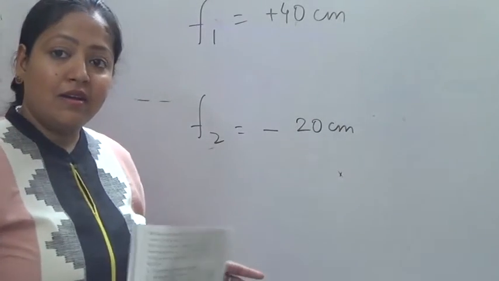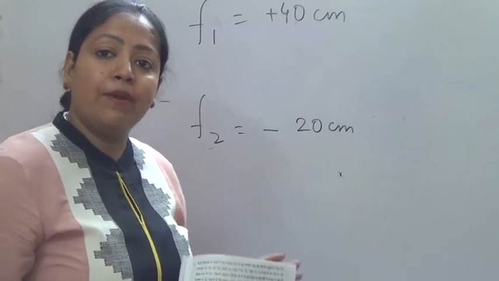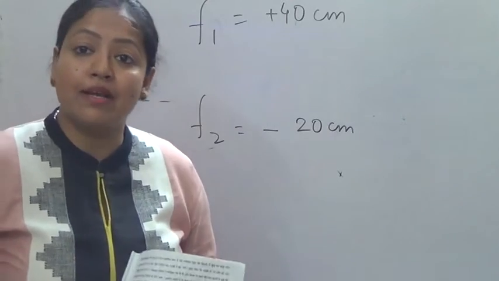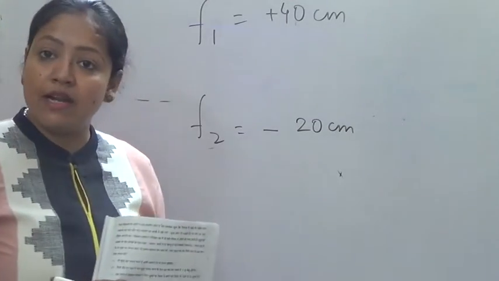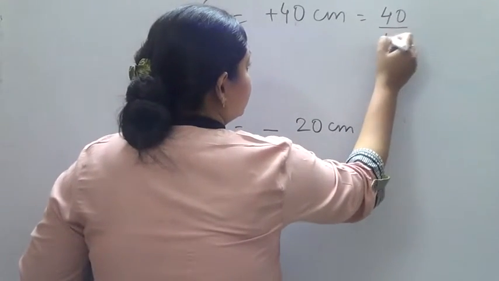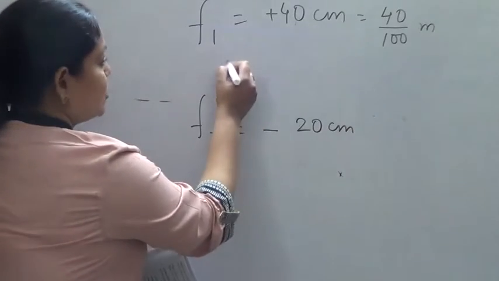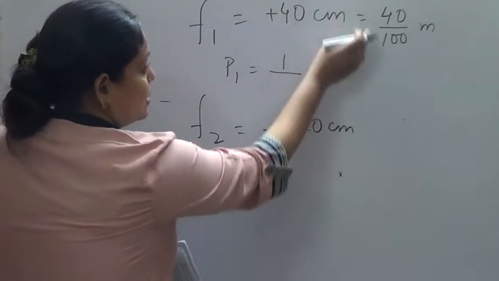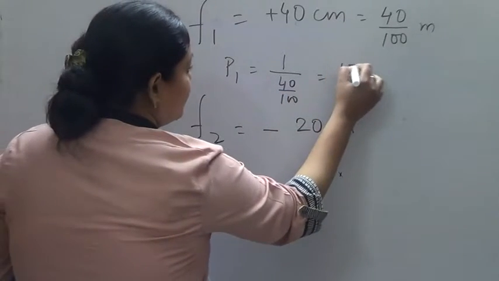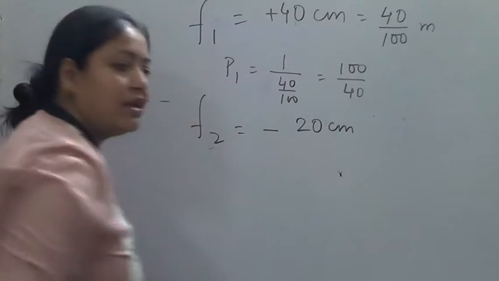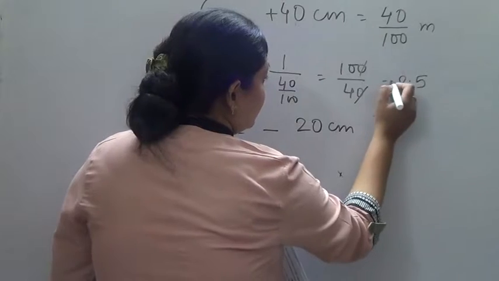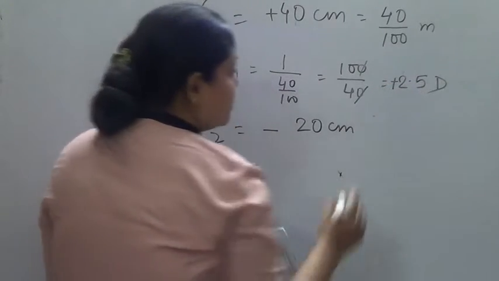So power is the reciprocal of focal length, but when we find power in diopter, the focal length has to be in meters. Here the focal length is given in centimeters, so first we convert it into meters. And therefore the power P1 will be 1 by F1, that is 100 by 40, which is 2.5. So you are getting plus 2.5 diopter.